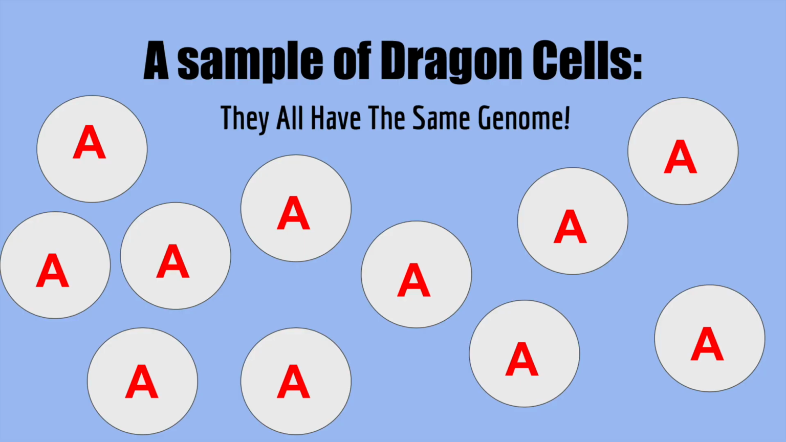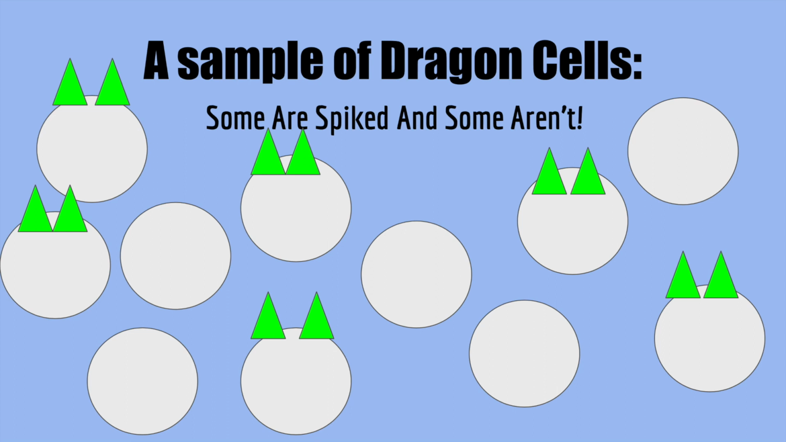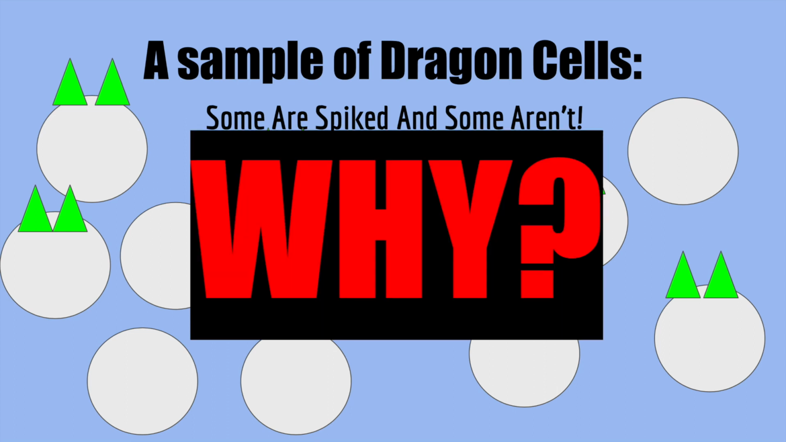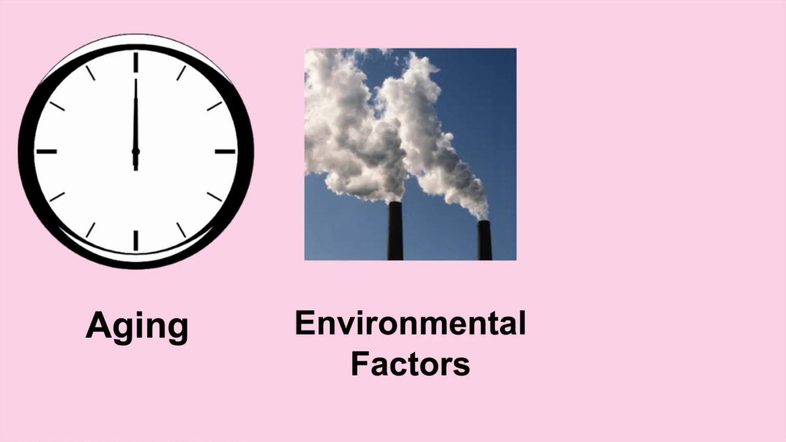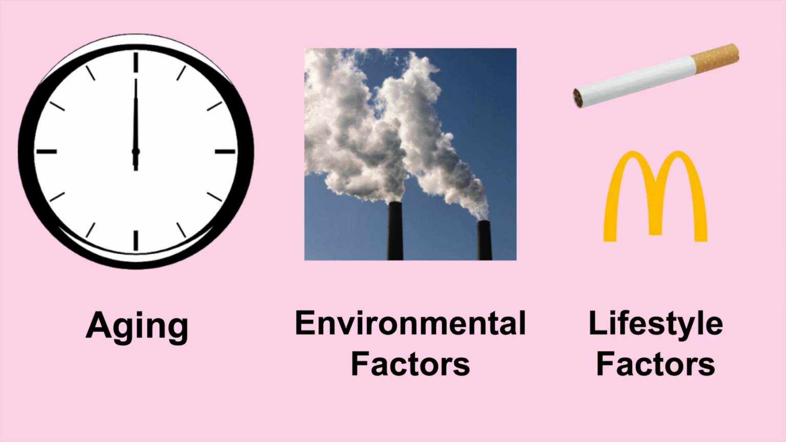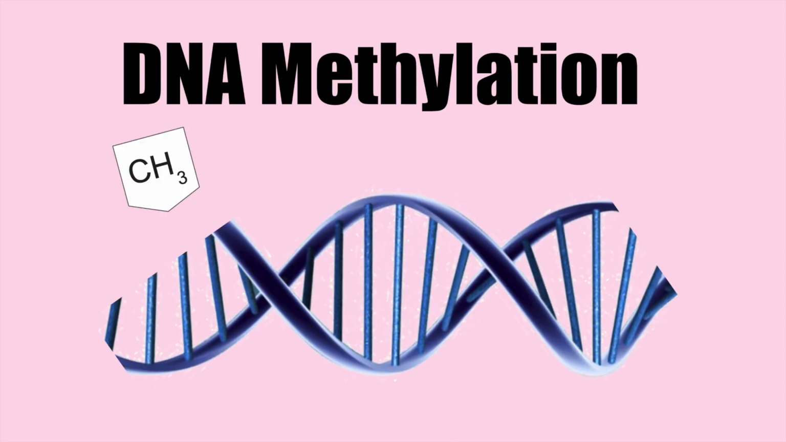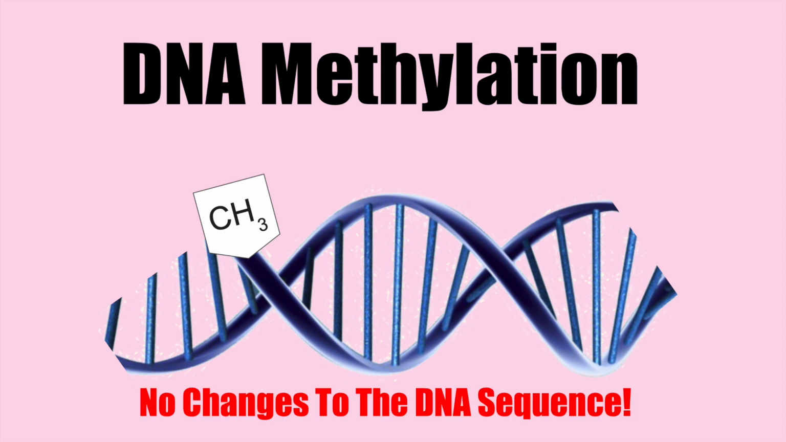our spiky dragon. Let's assume that all of our spiky dragon cells have the same genome. However, even though they all have the same genome, some of the cells appear spiky and some do not. Why is this? Well, one type of regulation that may be at play is DNA methylation. In the course of life, aging processes, environmental influences, and lifestyle factors such as smoking or diet induce biochemical alterations to the DNA. Frequently, these lead to DNA methylation, a process in which methyl groups are added to particular DNA segments without changing the DNA sequence.